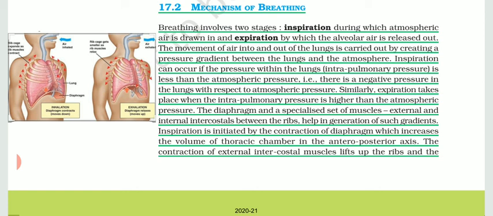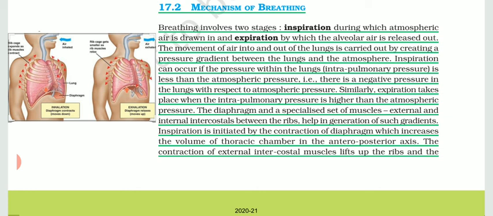During inspiration, if the pressure within the lungs is less than the atmospheric pressure, meaning there is a negative pressure in the lungs with respect to atmospheric pressure, then only inspiration can occur. Similarly, expiration will take place when there is a positive pressure, when intrapulmonary pressure is more as compared to the atmospheric pressure. Two kinds of muscles play a very important role during inspiration and expiration, or we can also say inhalation or exhalation.